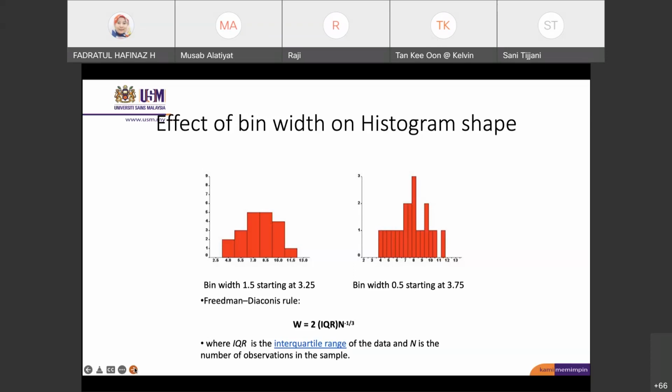So W is equal to 2 IQR N to the power of minus 1 over 3, where IQR is the interquartile range of the data and N is the number of observations in the sample.